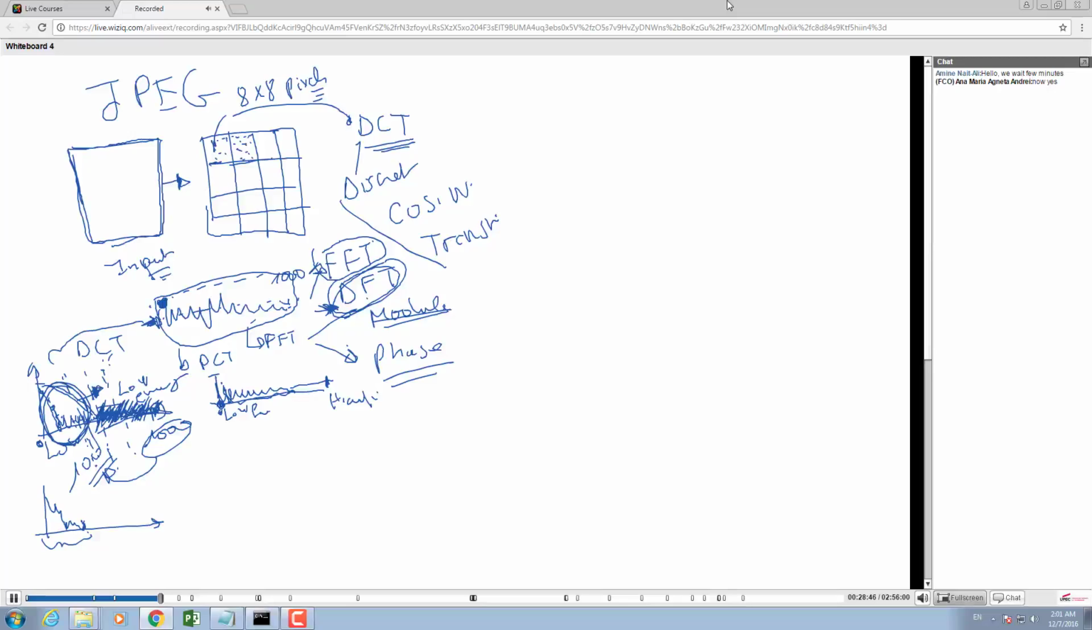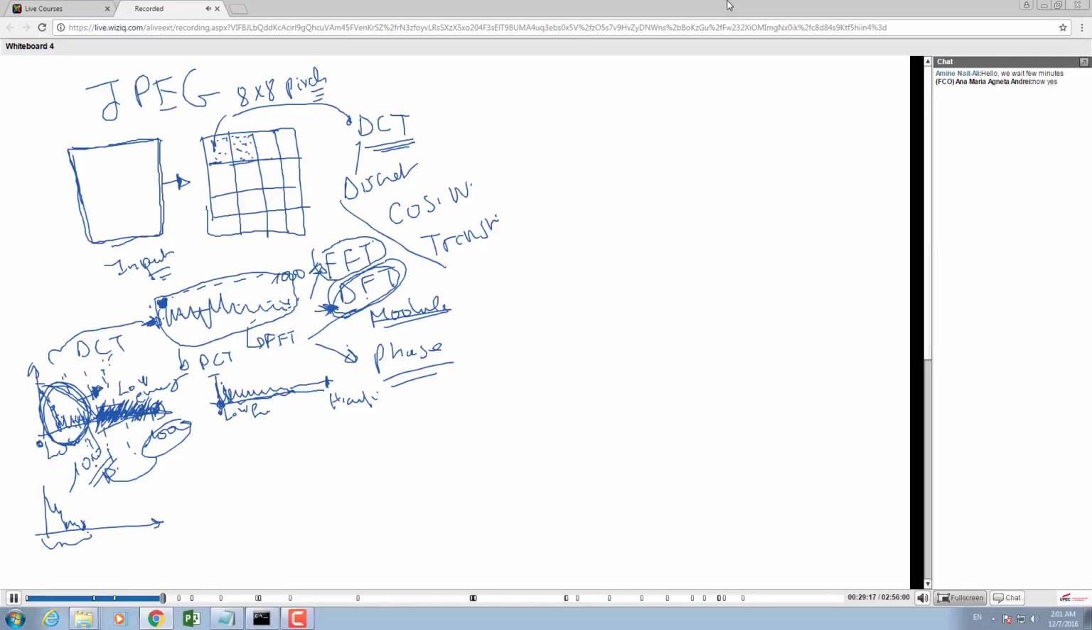So if I cut my signal here more to the right, it means I would like to keep much more high frequencies. So if I keep more frequencies, it means I will keep more samples. Okay? If I keep more samples, it means I will preserve much more the quality of the signal.